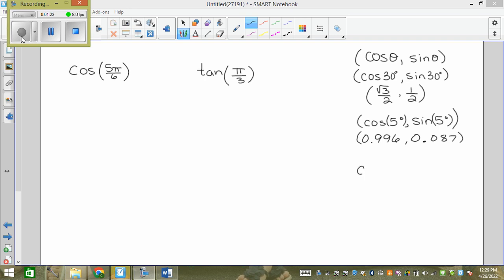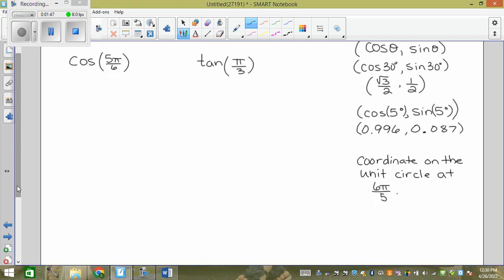Okay. I want you guys to try this one. I want the coordinate on the unit circle at 6 pi over 5. Coordinate on the unit circle at 6 pi over 5.